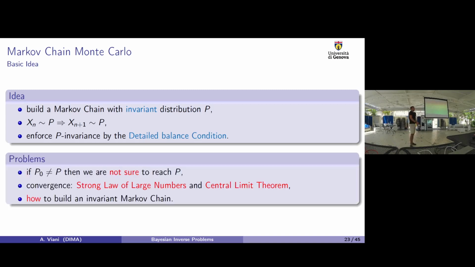The problem is that if the initial distribution of the chain is different from P, then it is not mandatory that we can reach P. So we start with an initial configuration, and then we want the kernel to modify this distribution into the target distribution. And then we still don't have the convergence theorems, and we don't really know how to build that chain, because it's a problem. We don't know how to build it.